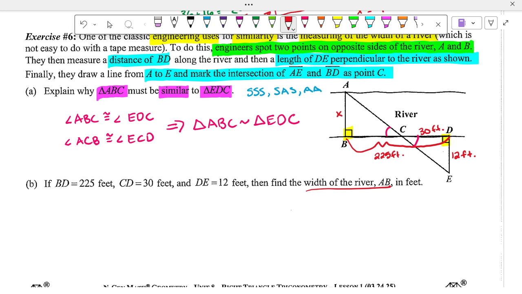So first off, before we can even set up the proportion, what side do we need to find, given what information we're given? BC. Why can we find BC right off the bat? Because we know the full length BD is 225, and a piece of it, which is CD, is 30. So how would I find BC? Subtract 30 from 225. And that'll give you BC, which is 195.